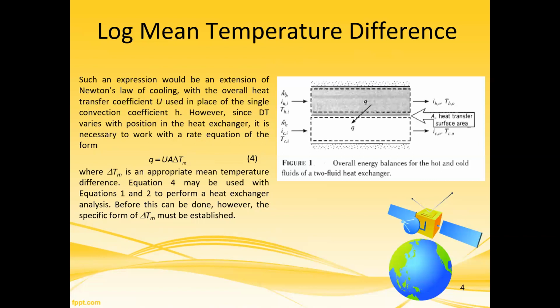However, since delta T varies with position in the heat exchanger, it is necessary to work with a rate equation of the form q is equal to UA delta T_m. Delta T_m is an appropriate mean temperature difference. Equation 4 may be used with equations 1 and 2 to perform heat exchanger analysis. So, tatlo na, di ba? Dito kasi makukuha mo yung dimension ng heat exchanger.